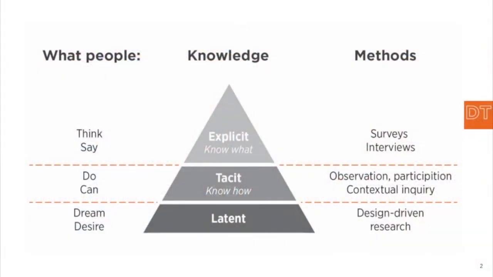Before I start, I need to address what kind of knowledge you can use interviews for. Because basically there are three levels of knowledge. There's explicit knowledge, that's what people think and say, what they can verbalize. Then there is tacit knowledge. That's how people do things, like how they drive a car or play piano. And then there is latent knowledge, or very often named latent needs. That's what people dream of, what they desire and are still not so aware of.